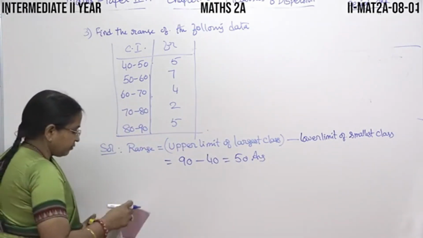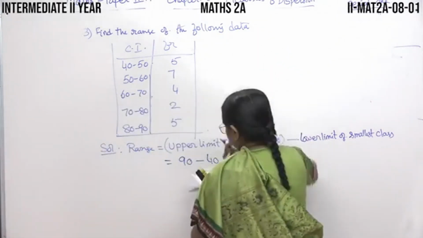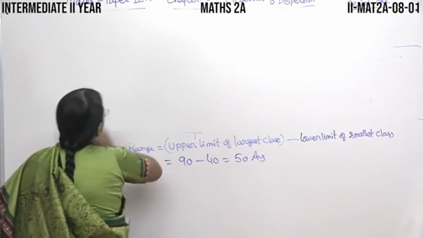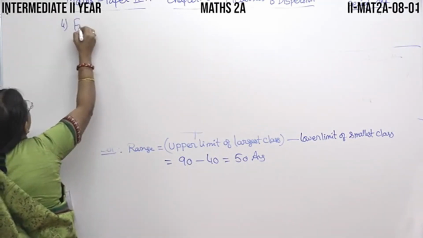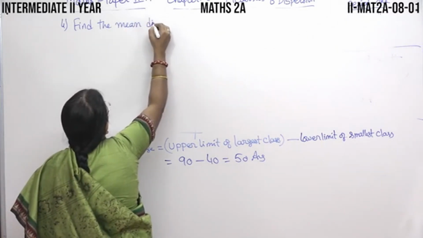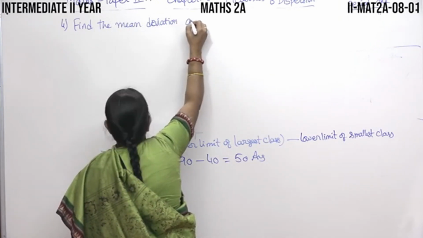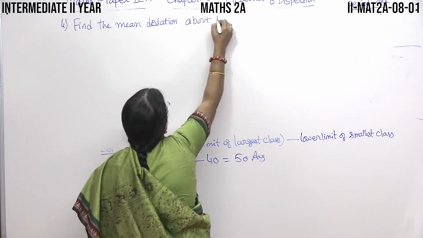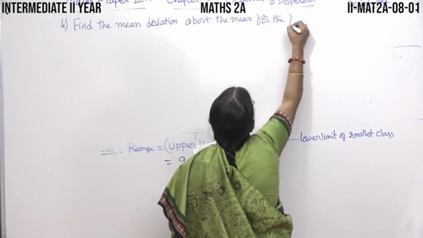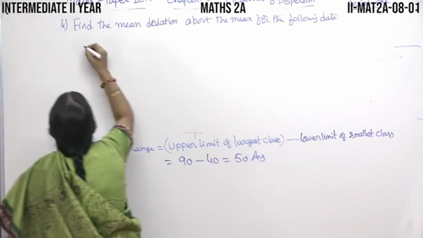Next problem is find the mean deviation about the mean. Next question, fourth problem. Find the mean deviation about the mean for the following data. Okay, three parts are there.